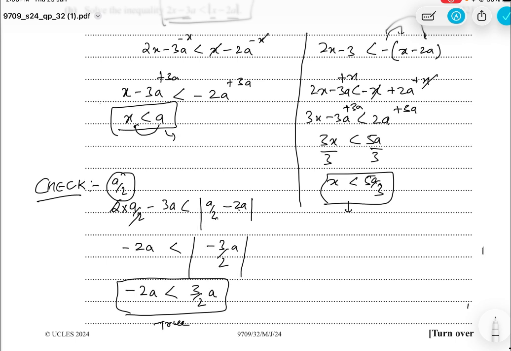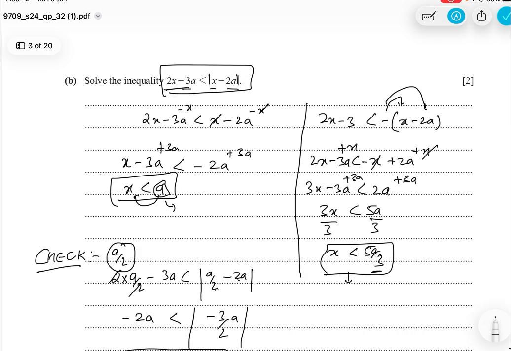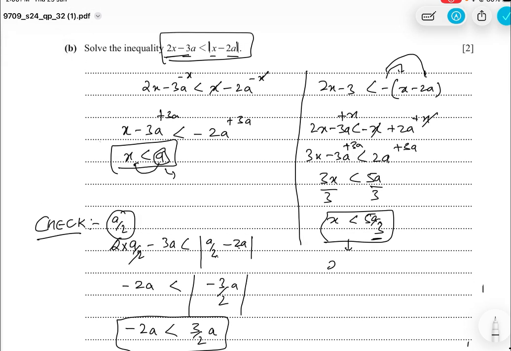Now let's check for this one. Take a smaller value. Can we take a, because a is also smaller than this? Yes or no? Let's put a over here. So this would be 2 times a minus 3a less than a minus 2a. That would give us, learners, negative a is less than negative a. Is this also true? Yes, sir, this is also true.